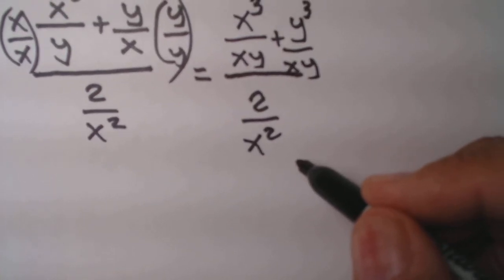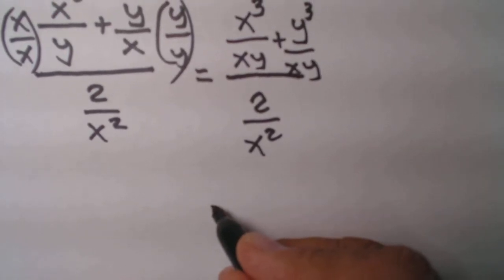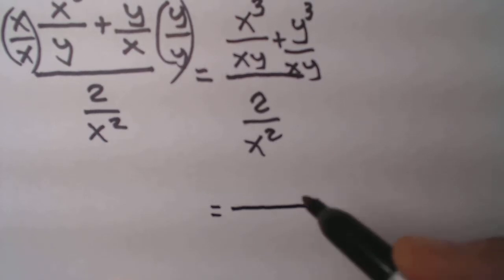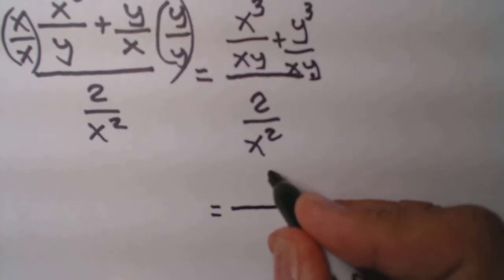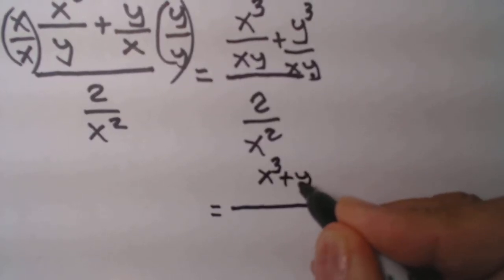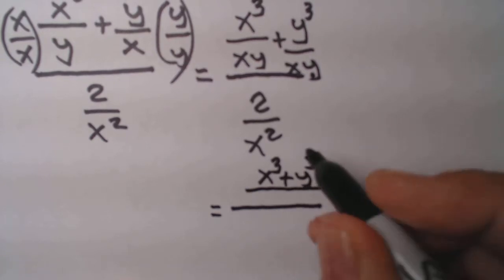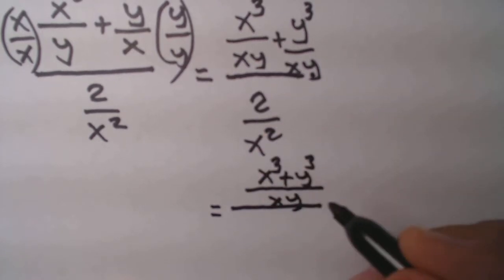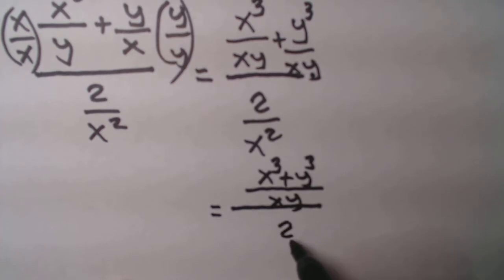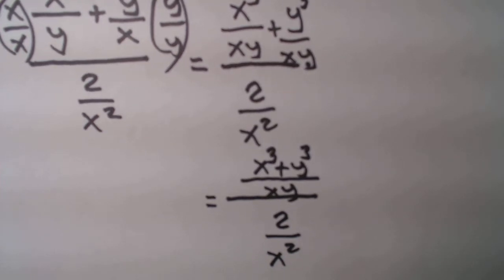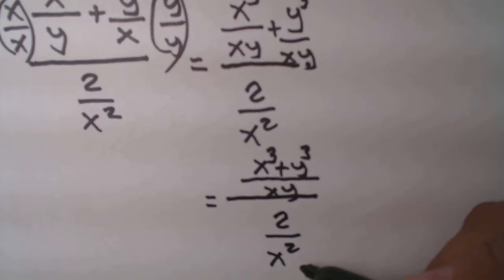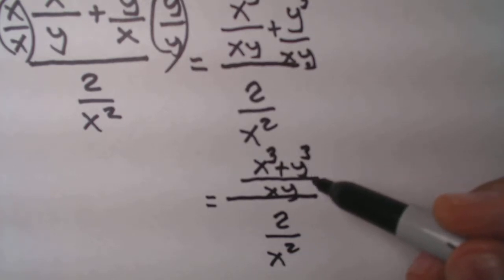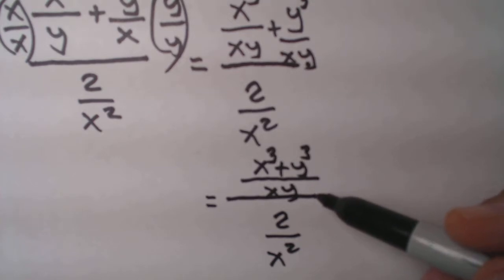Okay, well now let's take a look at our next step here. We're going to combine the top, since we have a common denominator. It's going to be x cubed plus y cubed, all over the common xy. Downstairs we have 2 over x squared. Okay, well now we've got a single fraction upstairs, single fraction downstairs. Now it's time to play the reciprocal trick to be able to simplify it all the way.